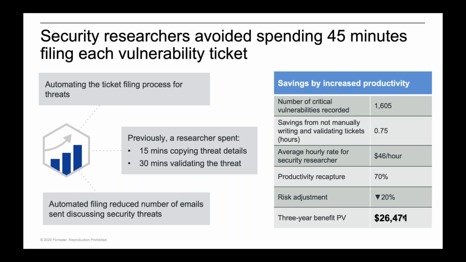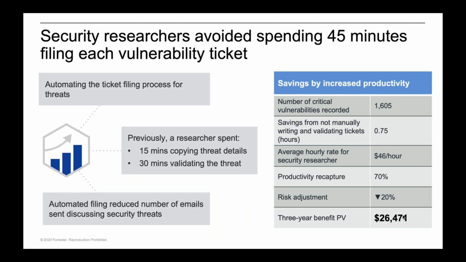Validation often required several emails being sent back and forth between researchers for details. Snyk effectively eliminated all the time spent on that task. We quantified the value of this benefit by assuming the following. Across the 3 years, there are over 1,600 vulnerabilities recorded, of which each take about 45 minutes to write and file a ticket for. We assume the average hourly rate for security researchers is $46.